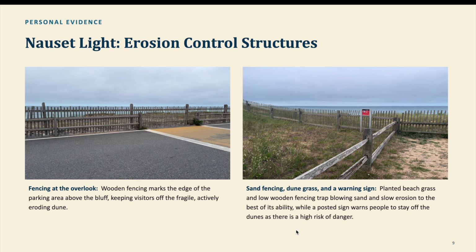In the second picture here, we see sand fencing, dune grass, and a warning sign. Planted beach grass and a low wooden fencing trap blowing sand and slow erosion to the best of its ability, while a posted warning sign warns people to stay off the dunes as there is a high risk of danger.